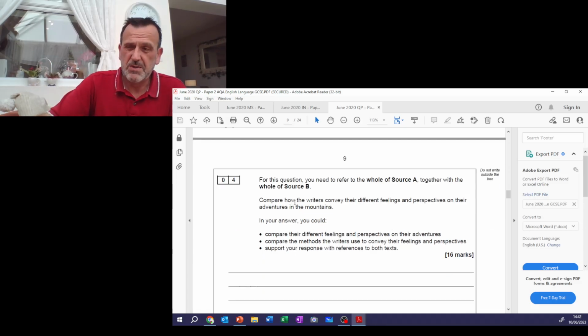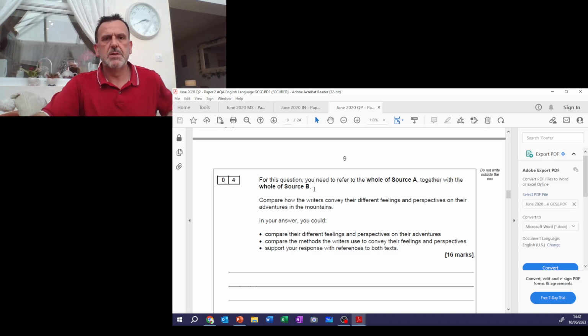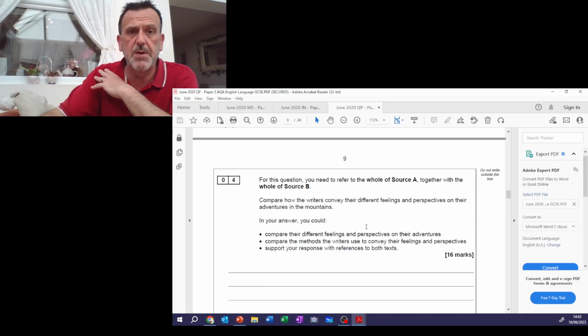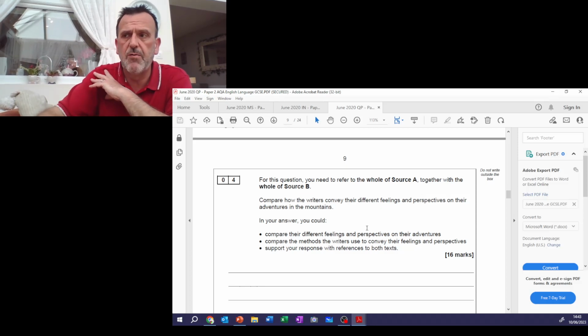And then question 4 is always going to be pretty similar, but compare how the writers convey their different feelings and perspectives on their adventures in the mountains. So you know that they are going to be different. So they're going to have different experiences, and the way they talk about them will therefore be different.